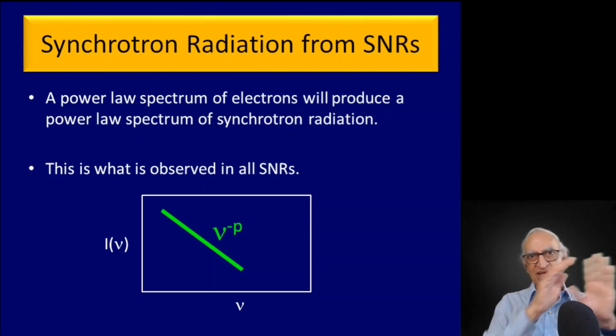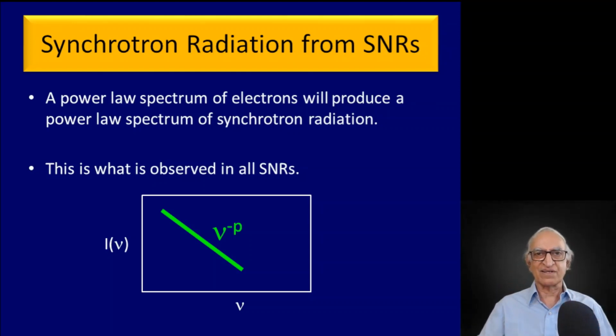If you remember that, fine. Otherwise, go back and listen to the lecture on radiation from accelerated charges. Therefore, the synchrotron radiation from supernova remnants, hundreds of them, clearly shows a power law spectrum, which tells you that the acceleration mechanism at work must be some variant of the Fermi acceleration mechanism.